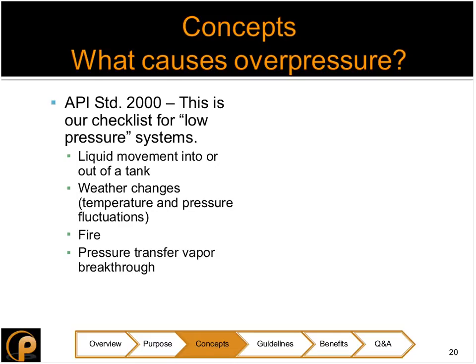You could have something called pressure transfer vapor breakthrough, which is a little complicated, but let's assume that you have a low pressure storage tank and you're transferring liquid into that tank using pressurized air somewhere else. So you're pressurizing air to push a liquid into the storage tank. Let's say that that liquid is now completely dumped into the storage tank, and now you're introducing high pressure air into your storage tank. You've got to have something to prevent an overpressure there. You could have a failure of pads and purges.